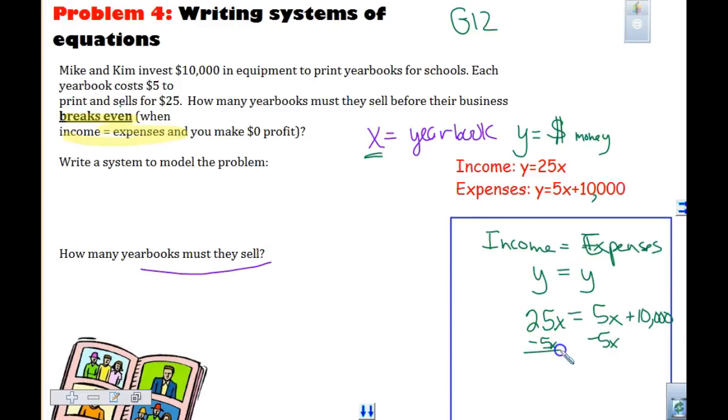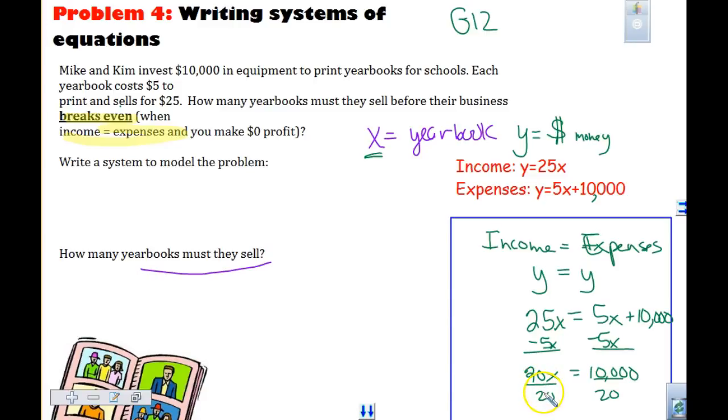So when we do G12, I will need you to write all the equations for each one, but you will only need to solve half of them. So 20X equals 10,000, and I'll give you question time. We're going to divide by 20,000, or by 20. Do you have the answer? Is that where you're coming from?